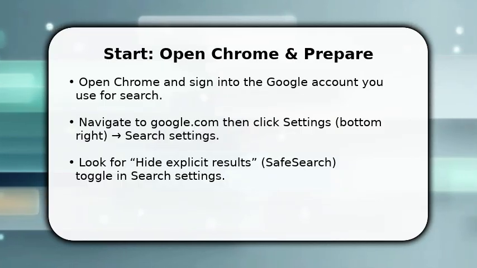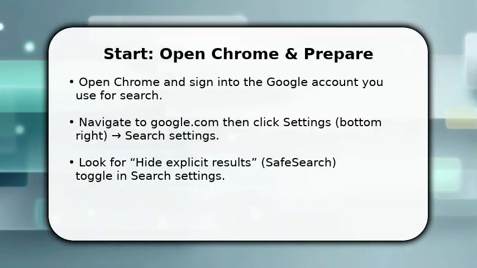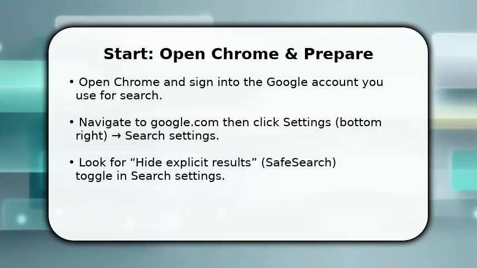You need to find the Hide Explicit Results option. This is SafeSearch. Make sure you're signed into the correct account so your change will stick for that profile. Now locate the toggle. In the next step, you will turn it off and save the change.